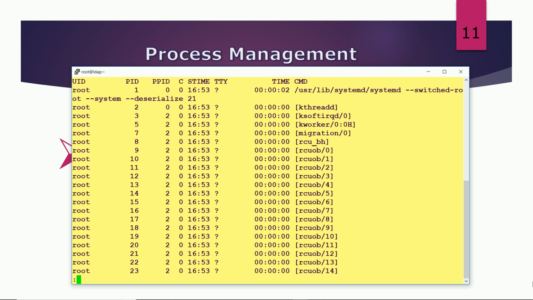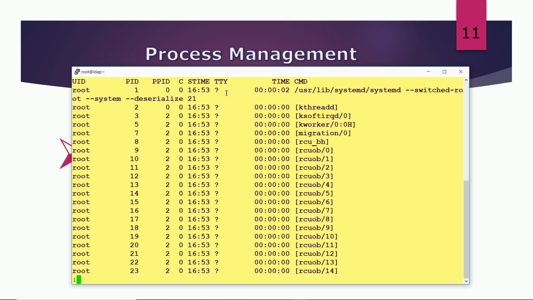The output shows UID, this is the process ID, this is the parent process ID, this is the CPU usage, and this is the start time and the terminal, TTY. Here you can see that a lot of question marks are coming. What is this question mark? If TTY is a question mark, it means the process is not associated with any user terminal. Many times I have seen that they can ask you in the interview, why a lot of question marks are showing for the TTY.